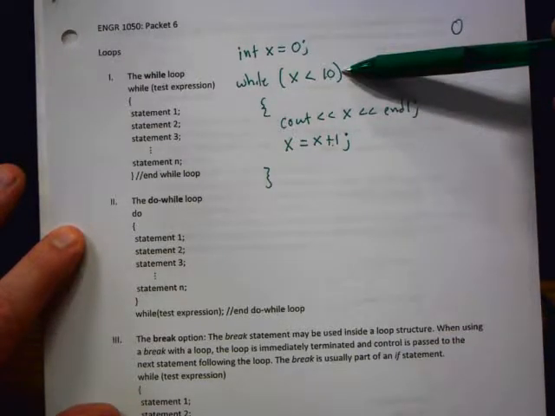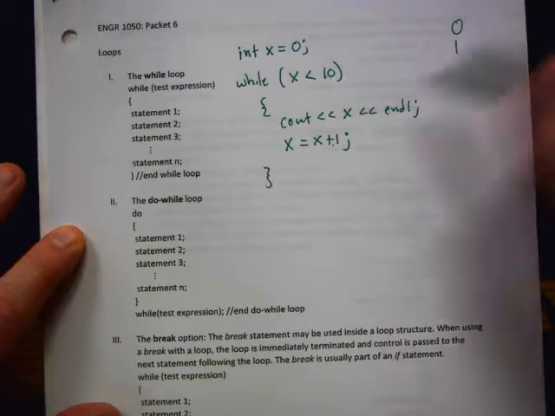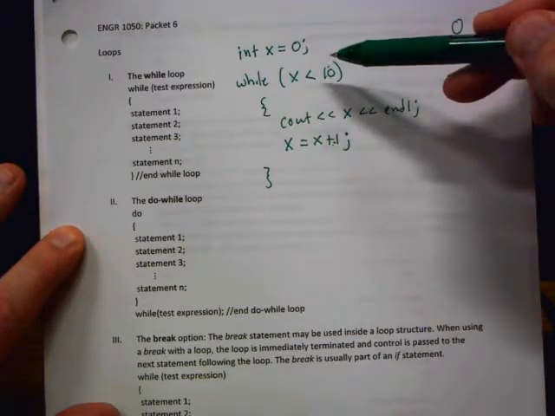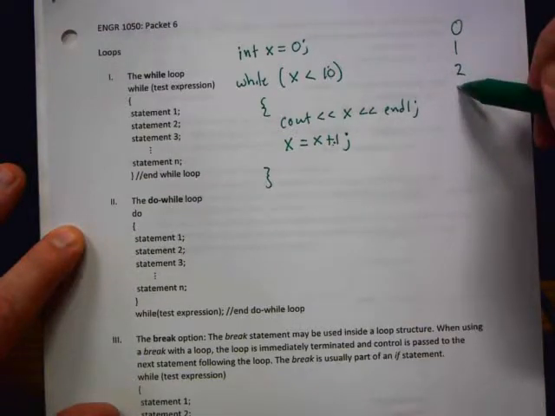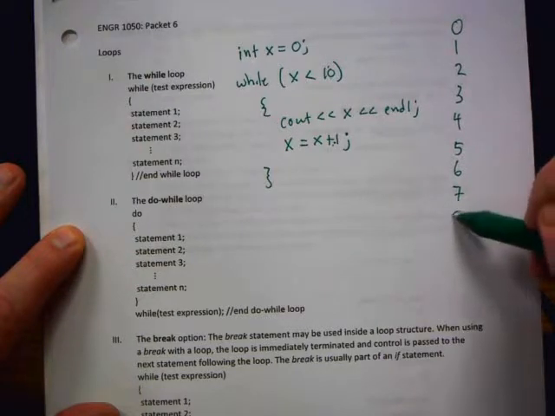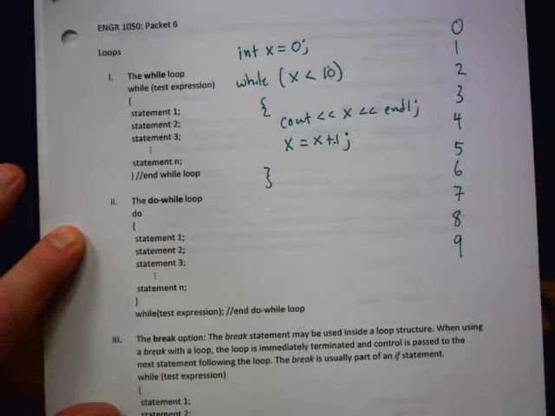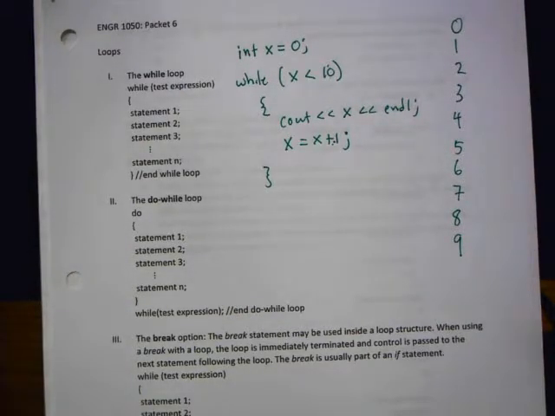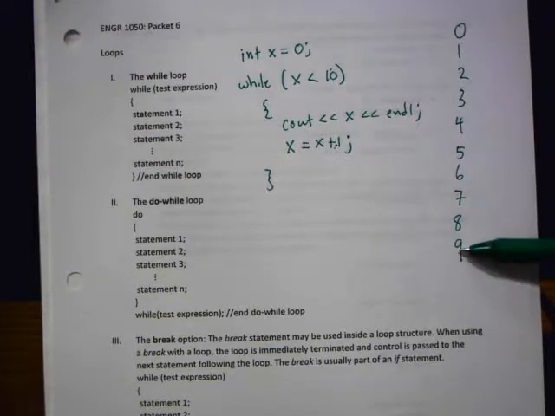Is 1 less than 10? Yeah, so it prints 1, and then x becomes 2, and it goes back up here. Is x less than 10? Yeah, so it's going to print 2, and then 3, 4. It'll keep going and keep going until it gets to 9.